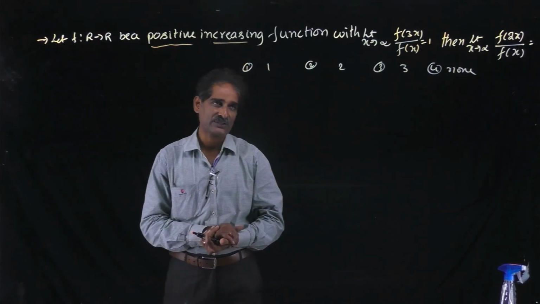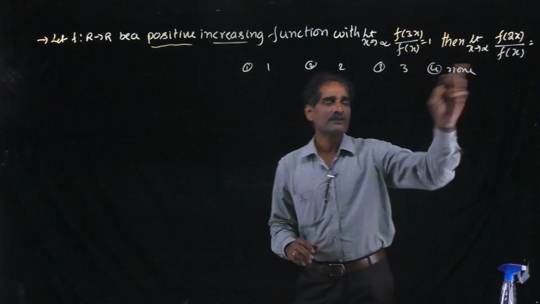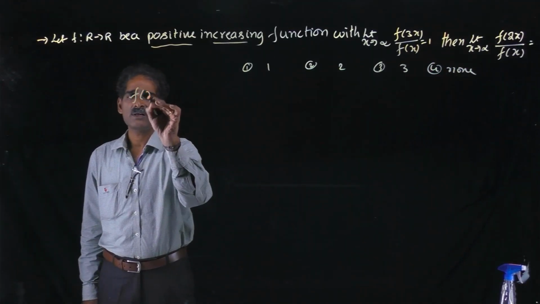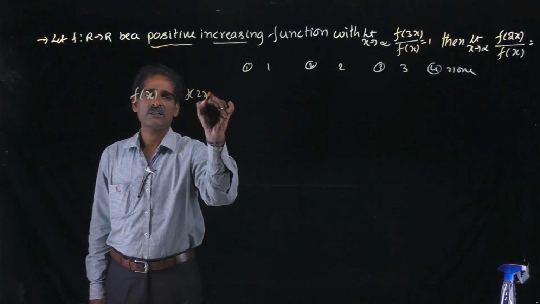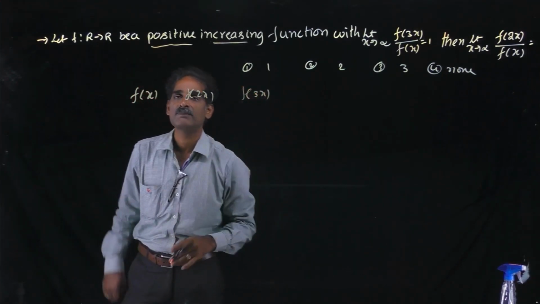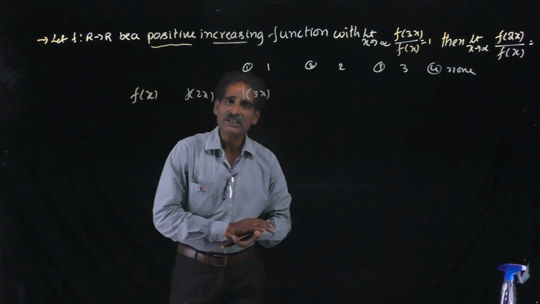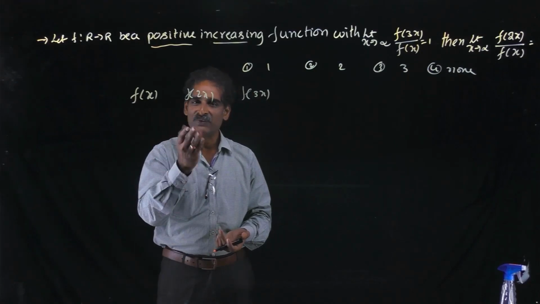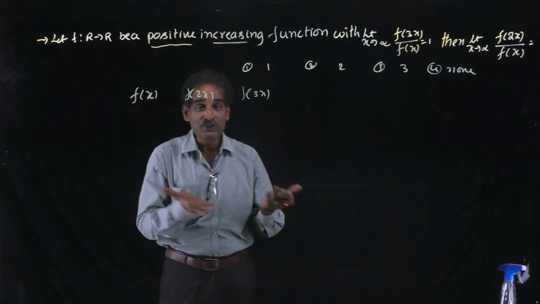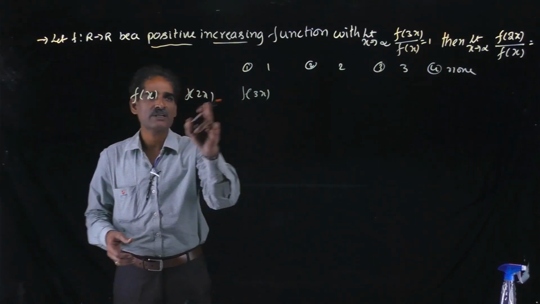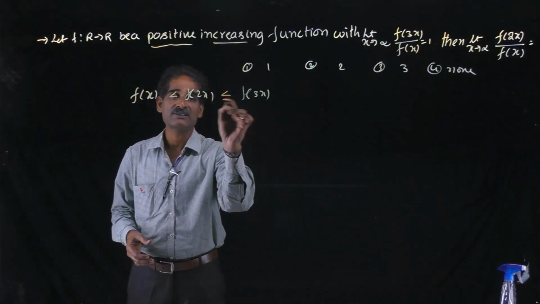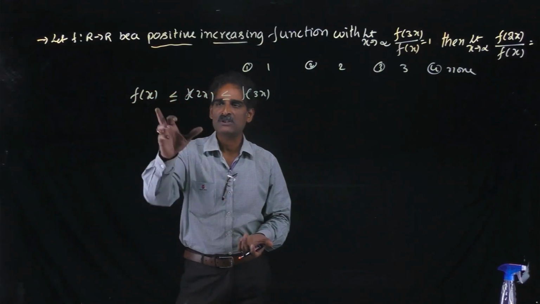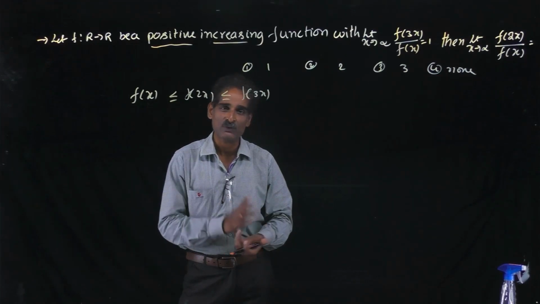Positive and increasing function. Again observe that there are three functions: one is f of x, another is f of 2x, and the third is f of 3x. We are given that it is positive and increasing. That means f of x, f of 2x, f of 3x should be in increasing form, because x, 2x, 3x. We should write like this: f is an increasing function and it is positive, so f of x is less than or equal to f of 2x, less than or equal to f of 3x.